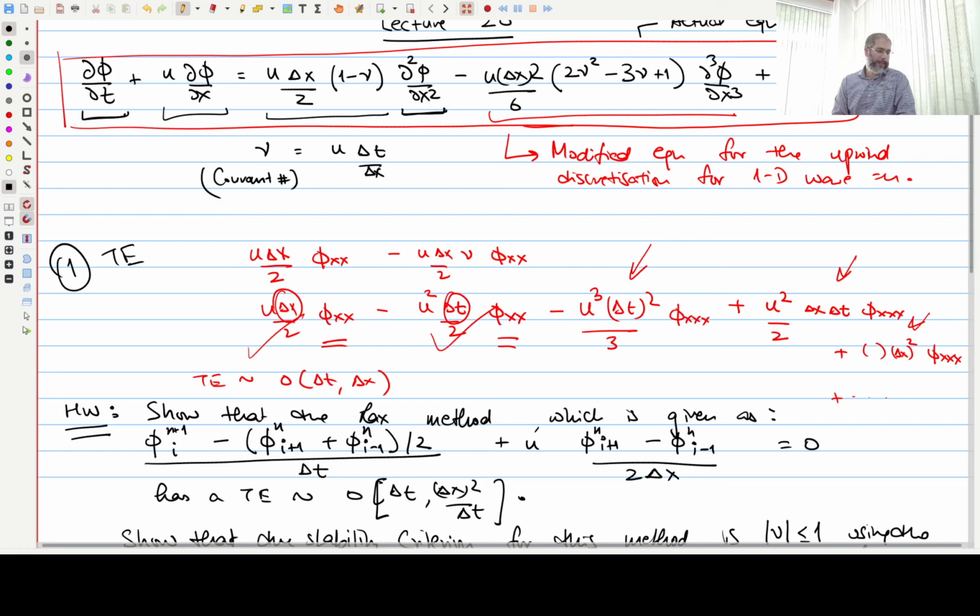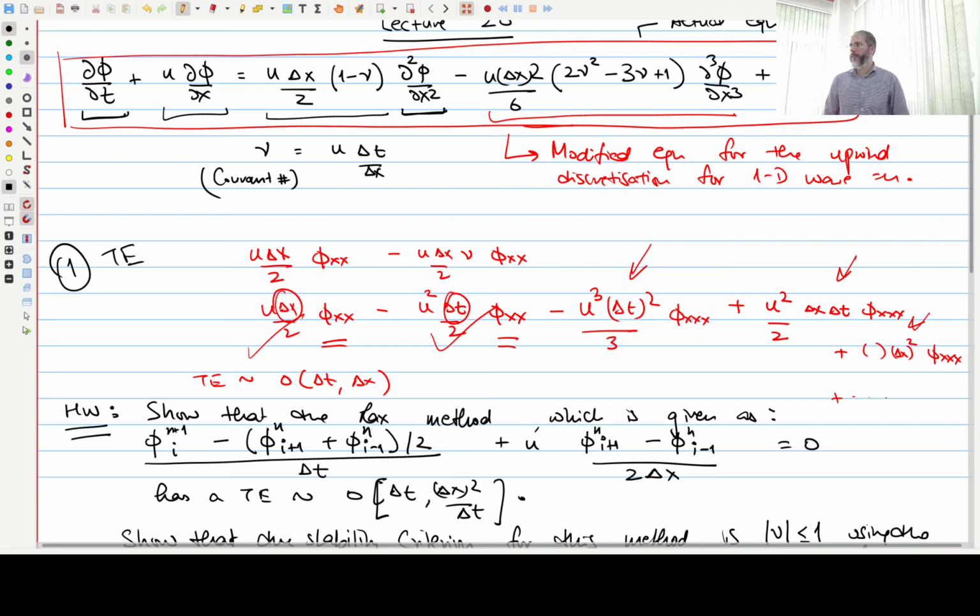Look at the error term. Look at the term u delta x by 2 times 1 minus nu times phi xx. Can I make this term 0 somehow? If I make this term 0, then the error order will be better. Delta x equal to 0? No, if delta x is 0, then you have an infinite number of mesh points. They have to be finite.